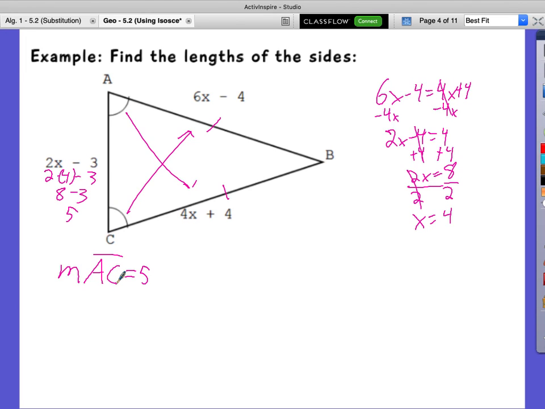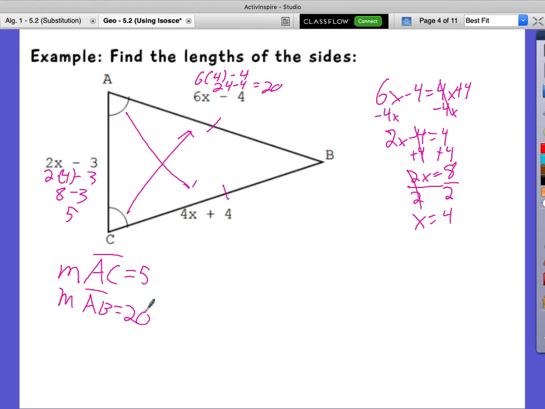Does anyone know what AB was? 20, very good. Plug 4 in, 6 times 4. 6 times 4 is 24. 24 minus 4 is 20. So the measure of side or segment AB is 20.